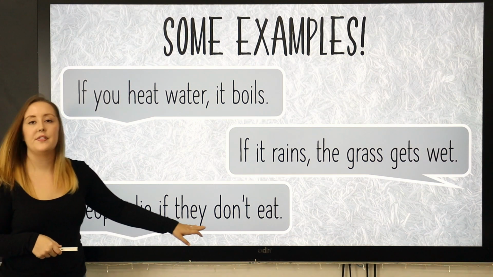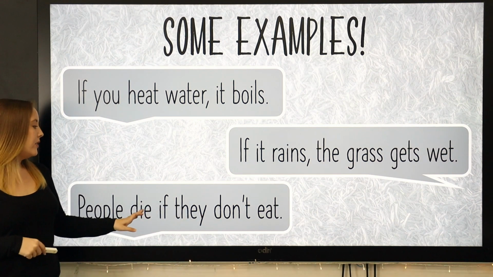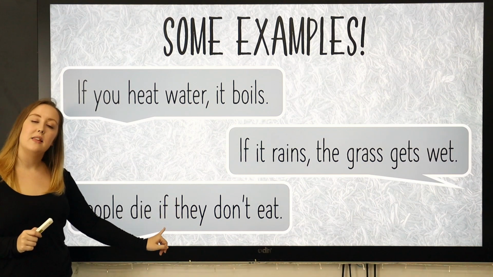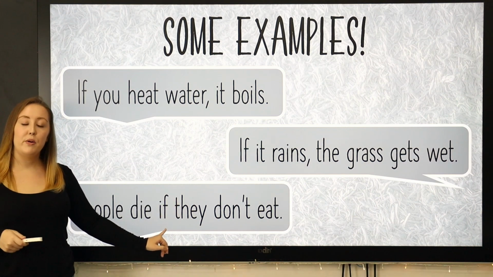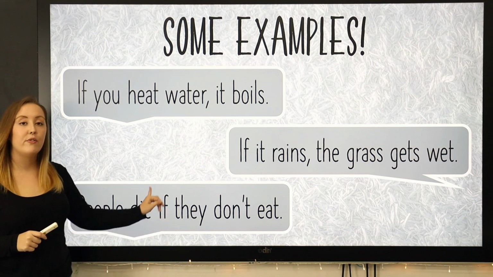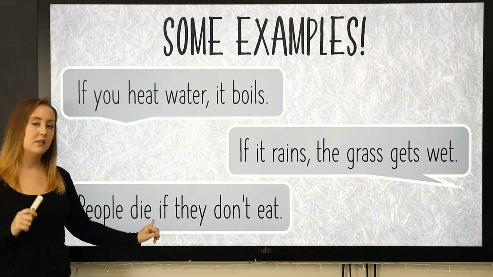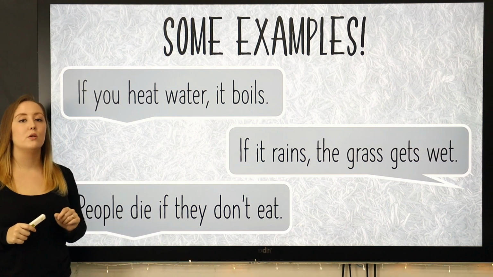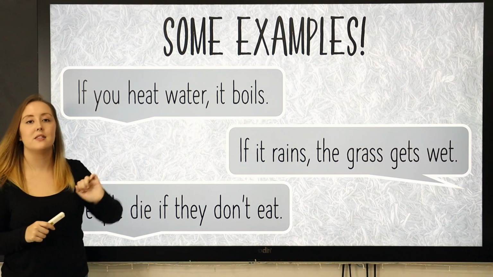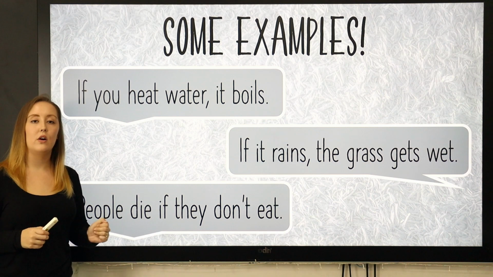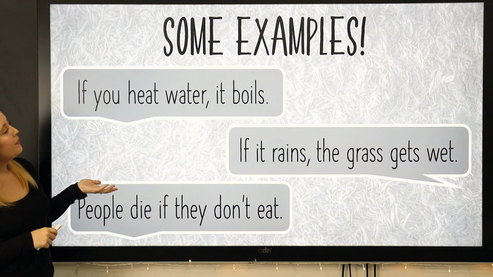People die if they don't eat. Now, this one is a little bit different because I've put the if word in the middle of the sentence. Now, that's perfectly fine, but the main difference is if you put the if word in the middle of the two sentences, the two present simple clauses, we don't use the comma like we do in this sentence. It's not necessary if we put if in the middle of the two clauses.